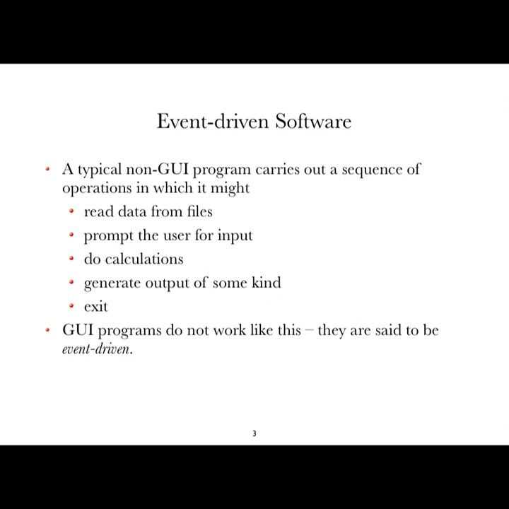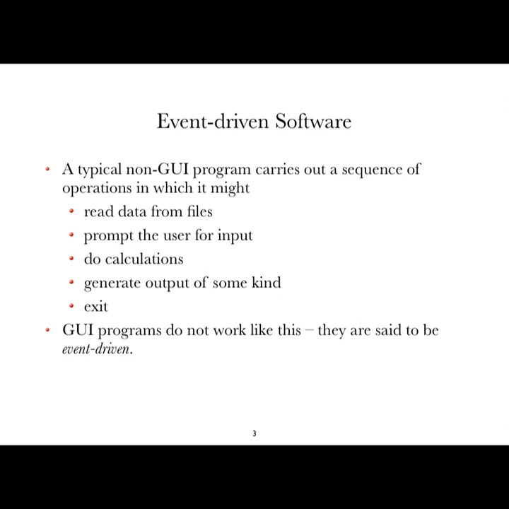Essentially this just ploughs on systematically. There are choice points, there are conditionals, there are loops and things. But essentially it moves on in a linear way through the code. So you might read data in from files or from the user, you do some kind of computation, you generate output, and you do this in some order, and then eventually come to an end. This is a sequential way of programming. But graphical user interfaces don't work like this. They're very different to that.